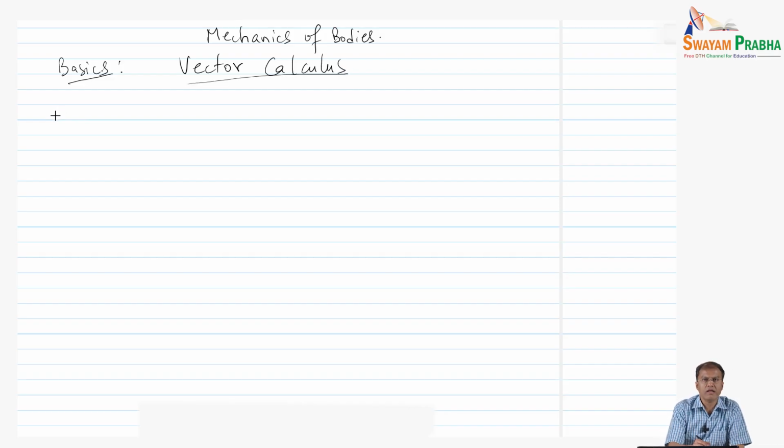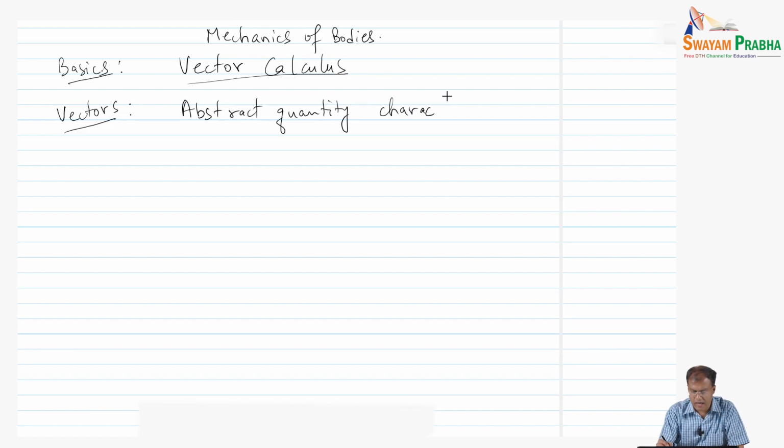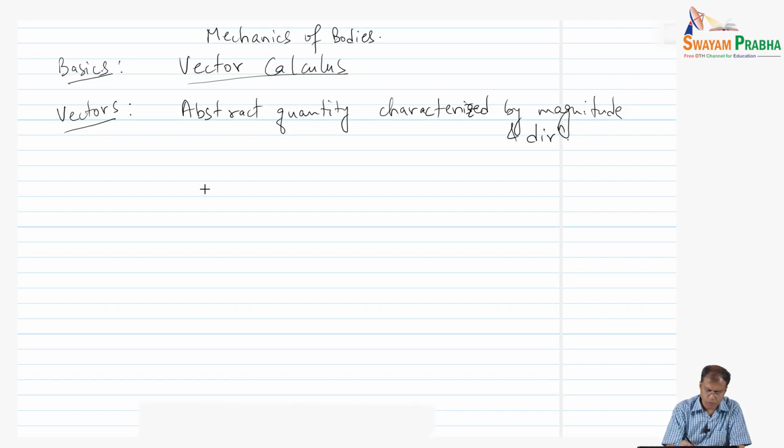To begin with, let us start with the absolute basic: what is a vector? For people who are not familiar with what vectors are, vectors are an abstract quantity characterized by both magnitude and direction.